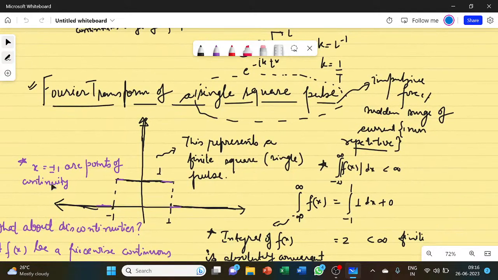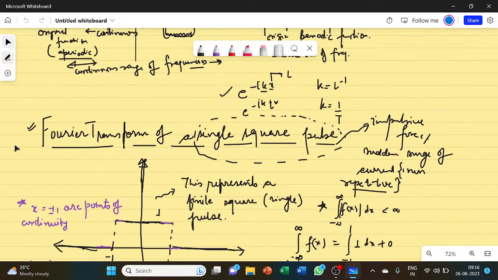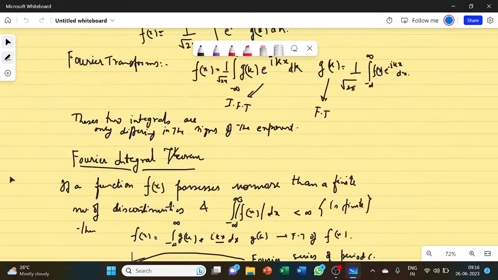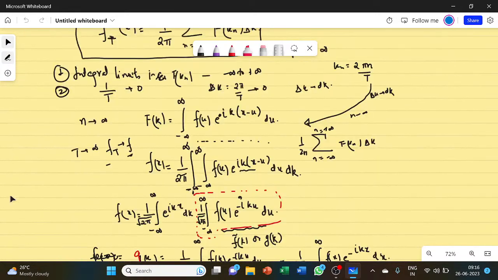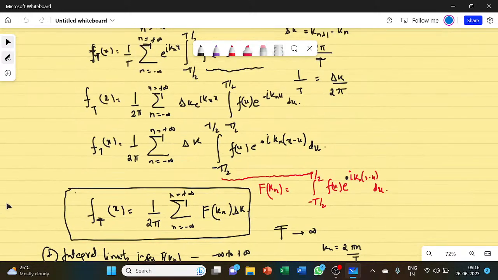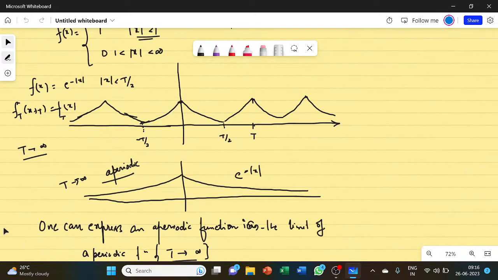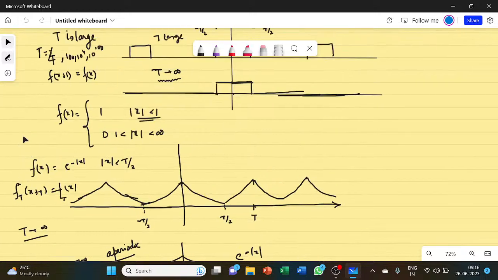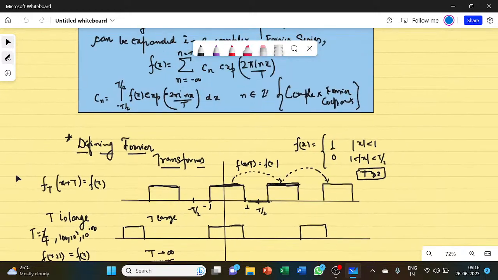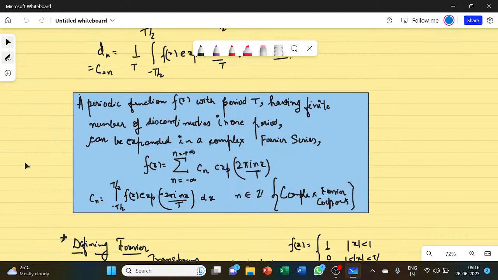So initially, we have already done that. What is the Fourier series? We have already studied in the previous lecture that the Fourier series is a representation of a periodic function in terms of linear combinations of sines and cosines, and that particular Fourier series can also be written in the form of a linear combination of complex exponentials.